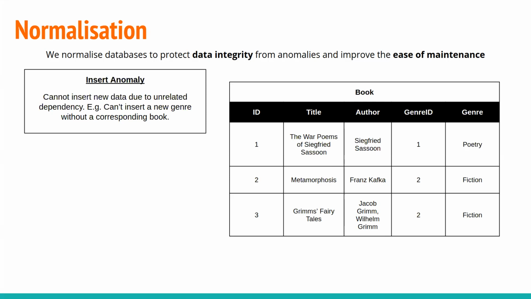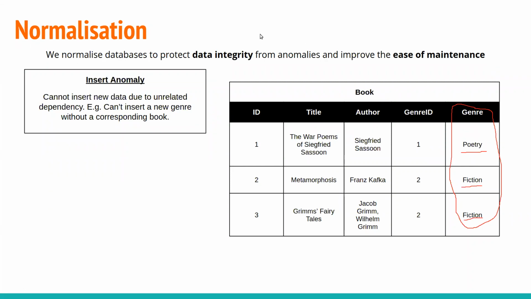because there's an unrelated dependency. Okay, so we'll discuss dependencies later, but there's a very easy way to understand this with this table over here. You can see on the right here, all of our books have a genre, right? They all have a genre. So we've got a genre called poetry, we've got a genre called fiction, and we've got another genre called fiction.